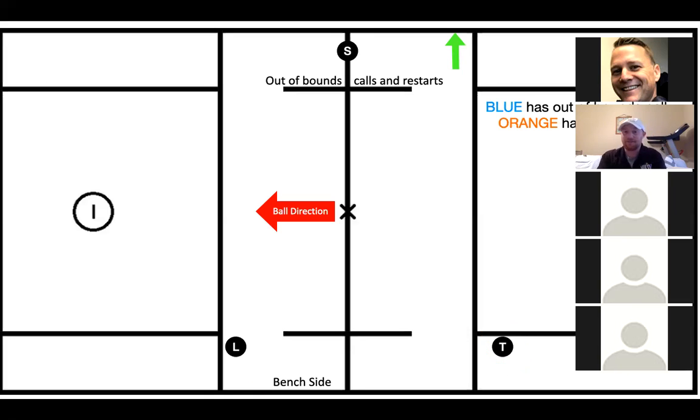Okay, ball's on the opposite side of the field next to the single. Ball goes out of bounds right here. Remember, the blue circle is the out of bounds call and the orange circle is the restart. So who's going to have the out of bounds call? The single is, because it's his sideline. But who's going to have the restart? The trail. The trail is going to have the restart in this instance. The trail is always going to have restarts on that side of the field. If the ball's on that side of the field, he is going to be the one who restarts this play every single time.